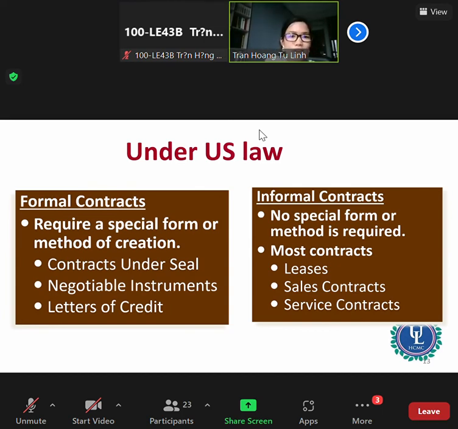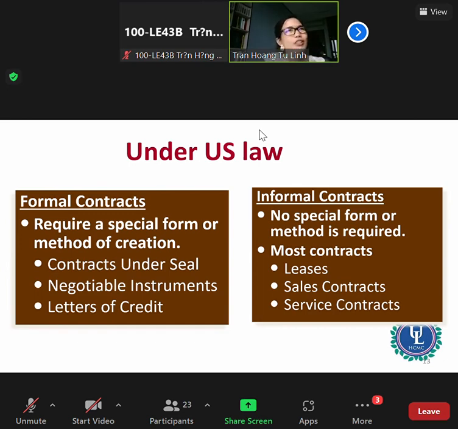Another one is letter of credit. You know, letter of credit, LC? Yes, we know. Okay, good. Letters of credit are frequently used in international sales contracts, right? Those are agreements to pay contingent on the purchaser's receipt of invoices and bill of lading. Those are the terms in international sales. So the letter of credit is also an example of formal contracts.